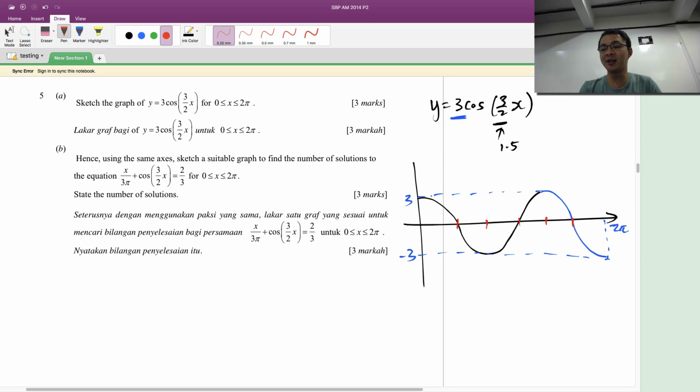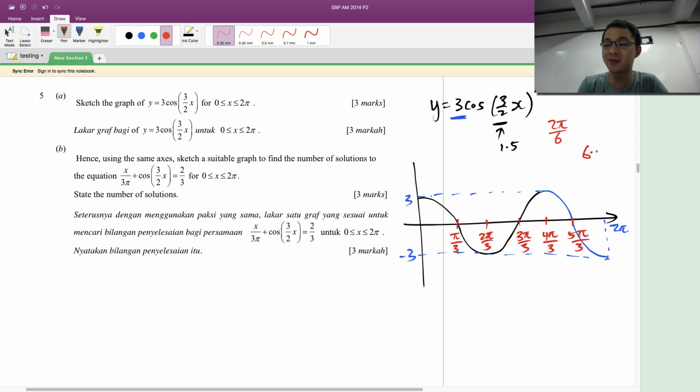Okay, so basically I will divide the 2 pi into 1, 2, 3, 4, 5, 6. So if 2 pi is divided by 6, the first one is basically pi over 3, because I simplified, right? So this is pi over 3. This one will be 2 pi over 3. This is 3 pi over 3. This is 4 pi over 3. This is 5 pi over 3. And then this is 6 pi over 3. 6 pi over 3 basically is 2 pi.